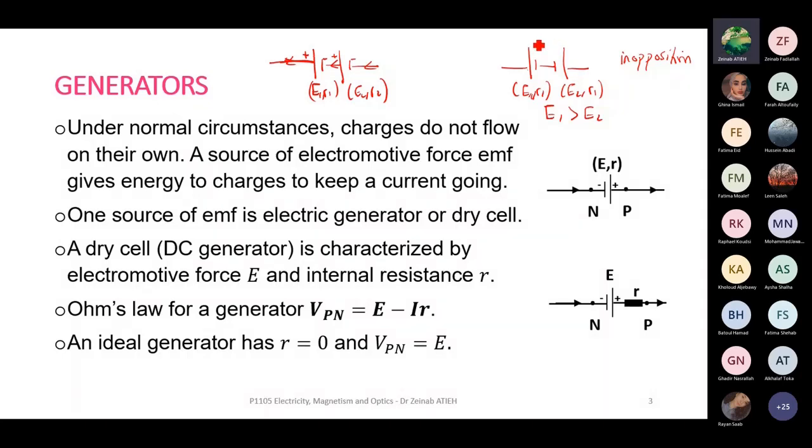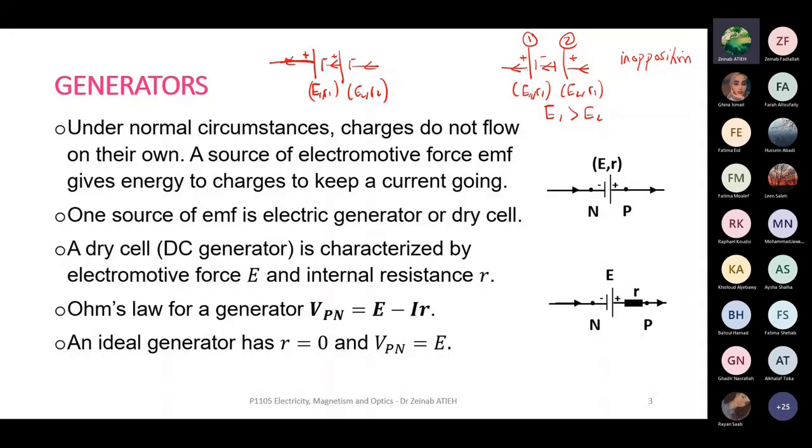let's call them cell 1 and cell 2. So 1 will act as a generator because its voltage is larger than E2, and 2 will act as a receiver. So in this case, the current will move based on 1 and not based on 2. If you take a look, the current is leaving from the positive pole of dry cell 1, while the current is entering through the positive pole of 2. So in this case, 1 is called a generator and 2 is called a receiver.